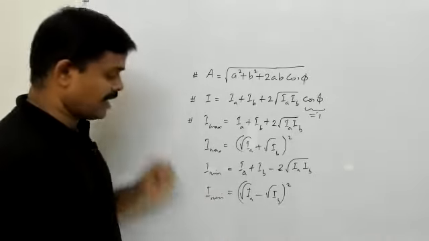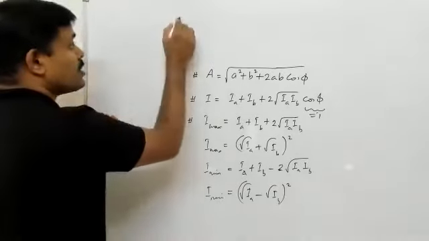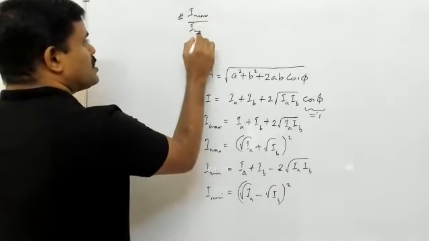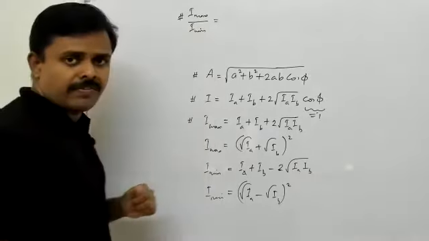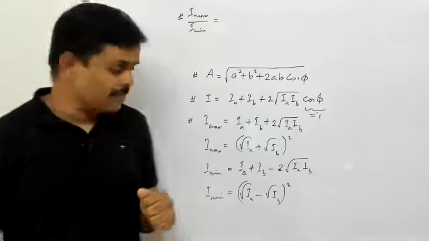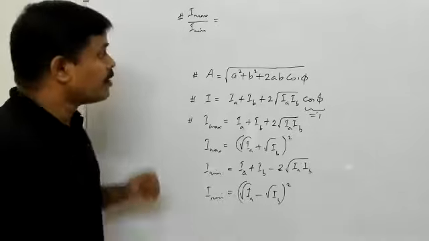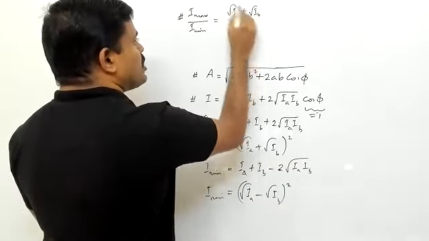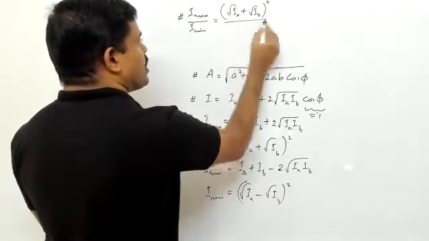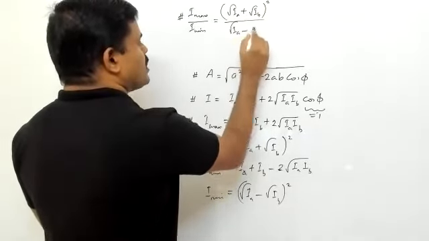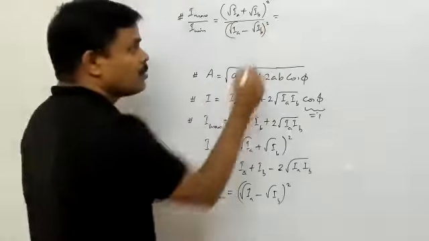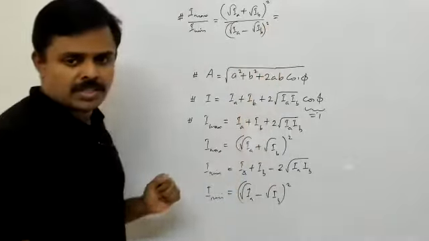Okay, I max and I min. Now we have an important ratio, I max to I min. This is an important point. Even for the CBSE board examinations, this is important. What is the I max to I min ratio? Root of IA plus root of IB the whole square divided by root of IA minus root of IB the whole square. This is the ratio of maximum to minimum intensities.